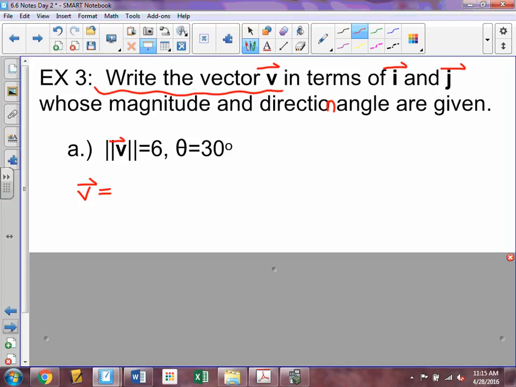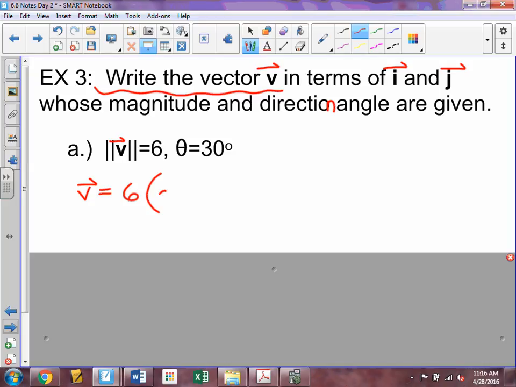All we have to do, guys, is take the magnitude of the vector, which in this case is 6, and multiply it by some trig function that pertains to the angle. Now, isn't it true that whatever comes with i is the unit vector on the x-axis? What trig function goes with x?